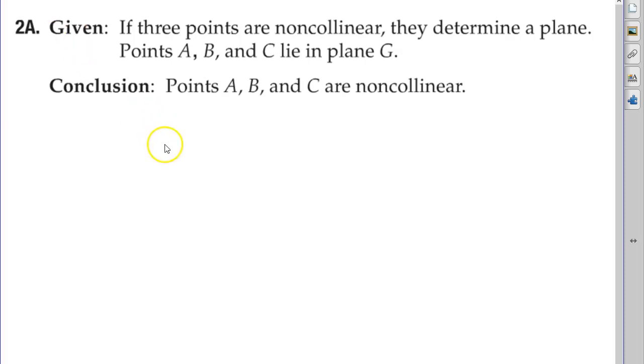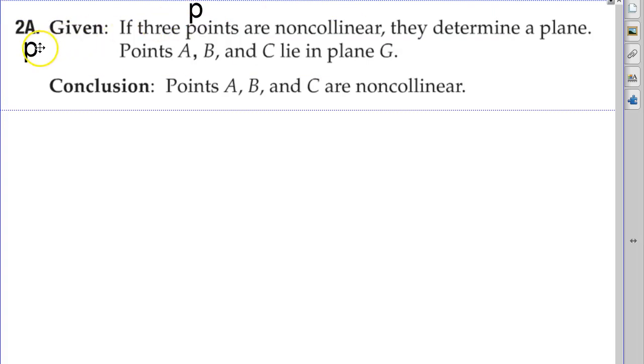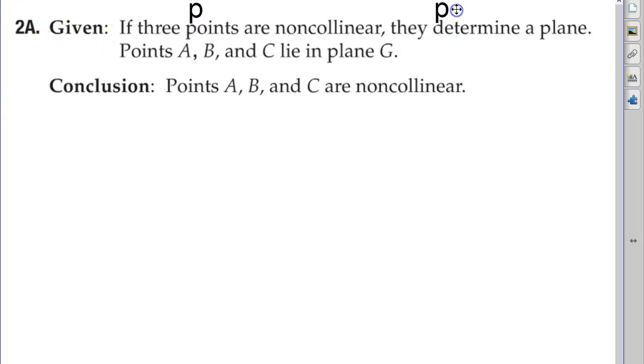Okay. So on this one here, if 3 points are non-collinear, they determine a plane. Okay, so here's our P. If 3 points are non-collinear. Okay, our Q is, they determine a plane.